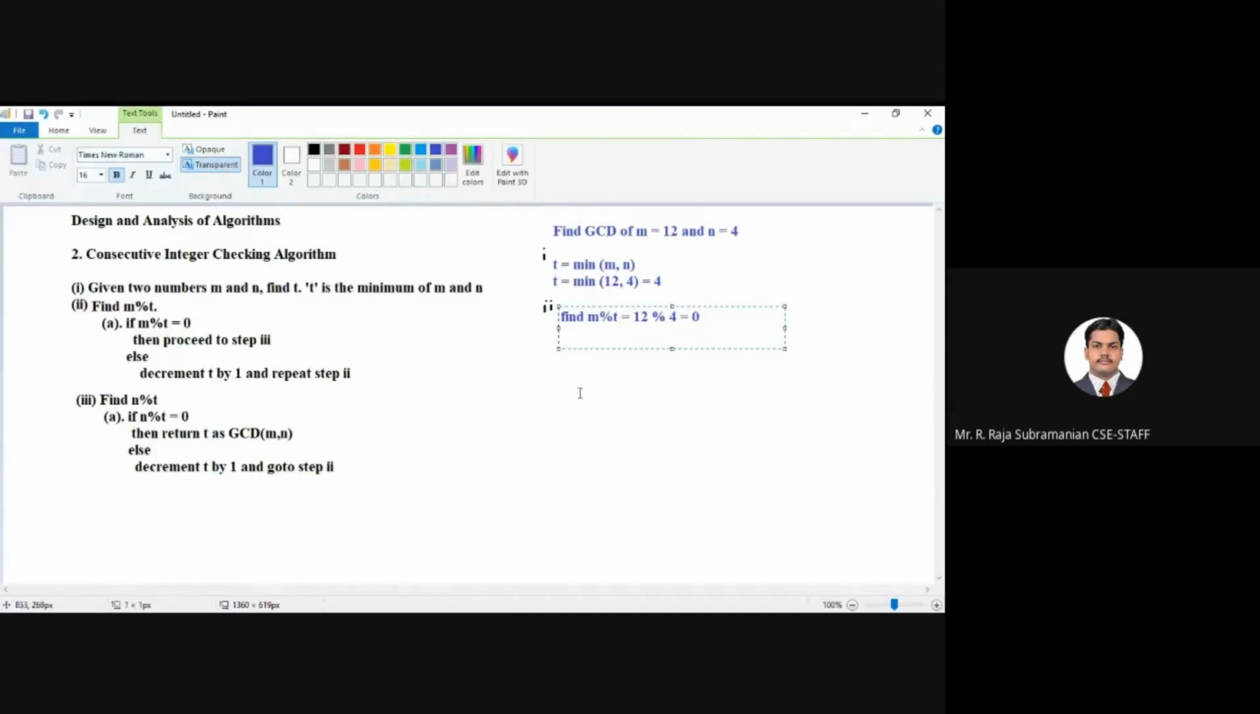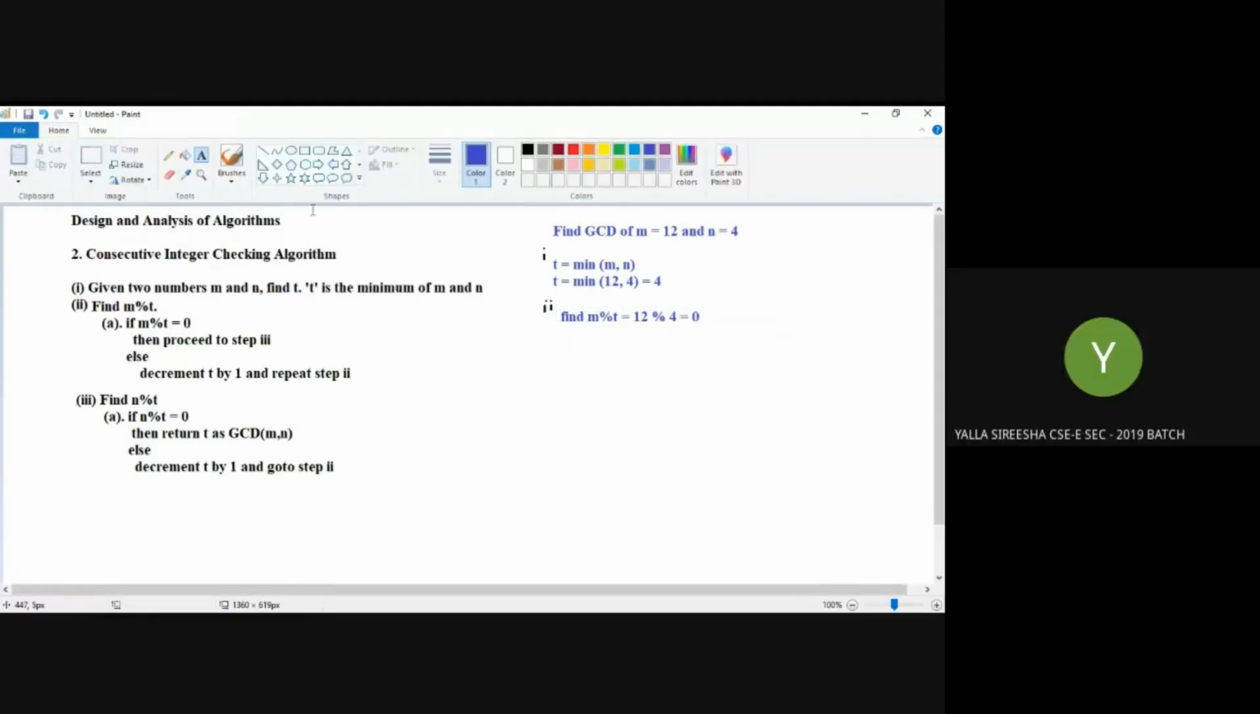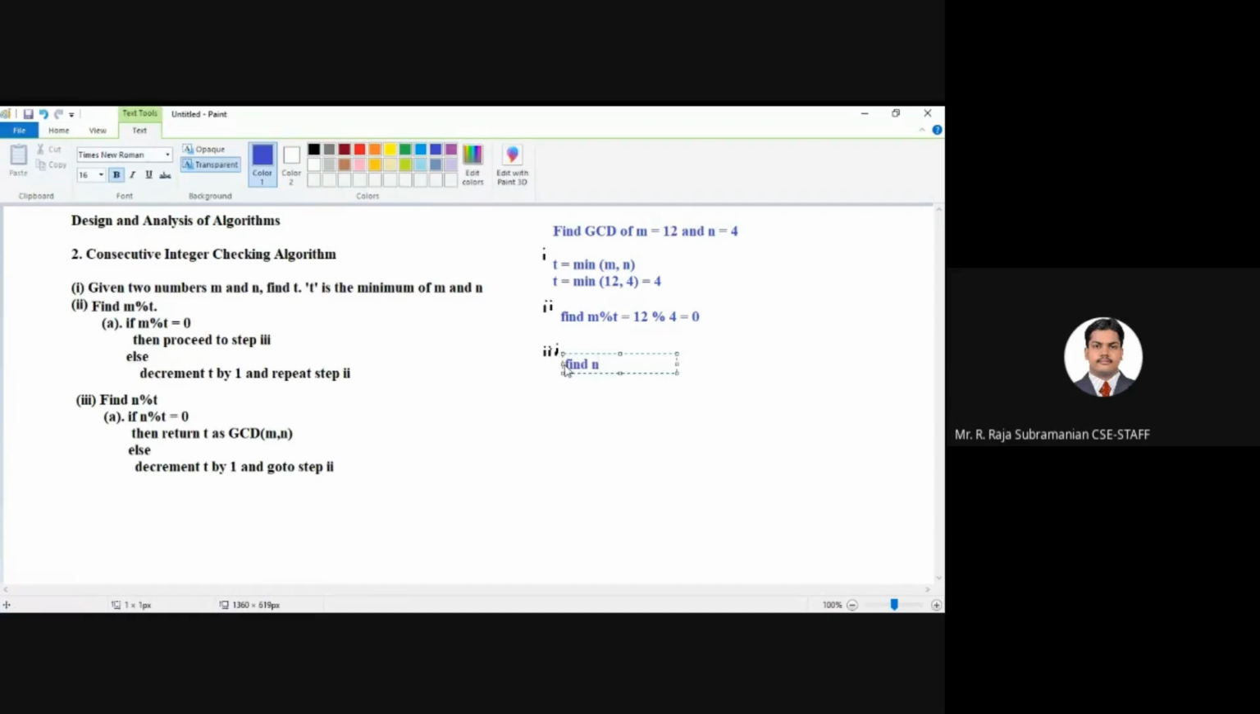So what is step 3? n modulo t. Now I need to do the same for n modulo t. I think that also will be satisfied. We will take some other, bigger problem another day. Find n modulo t, which is 4 modulo 4, equal to 0.